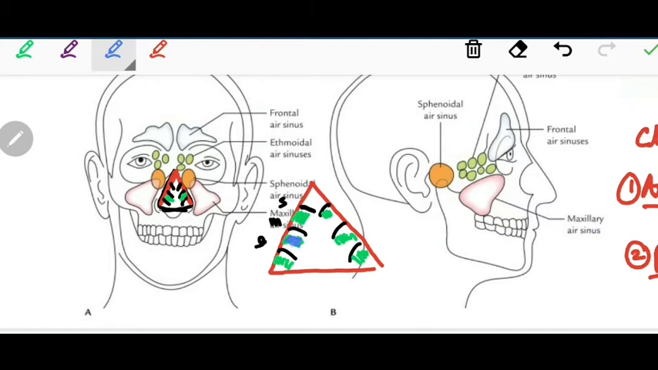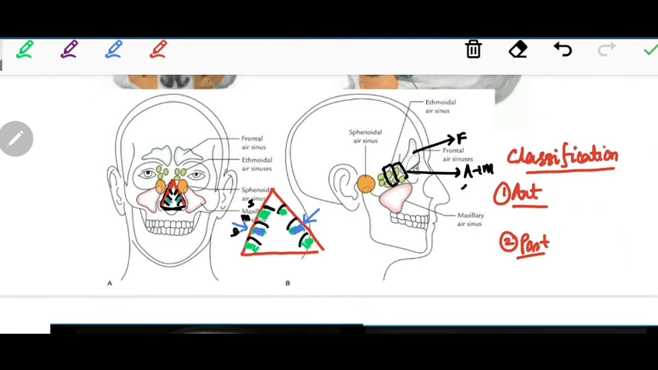So the anterior group contains those sinuses which drain into the middle meatus. Among them are the frontal, anterior and middle ethmoidal, and maxillary sinuses. So frontal sinus, anterior and middle ethmoidal sinus, and the maxillary sinus. These sinuses belong to the anterior group.